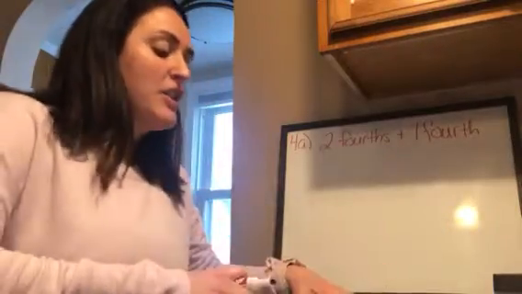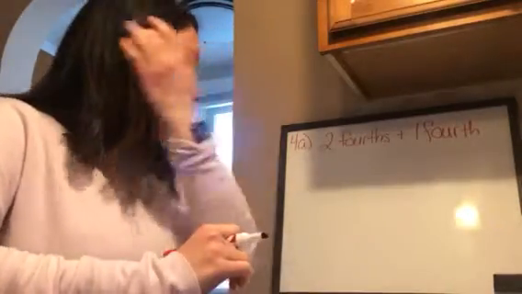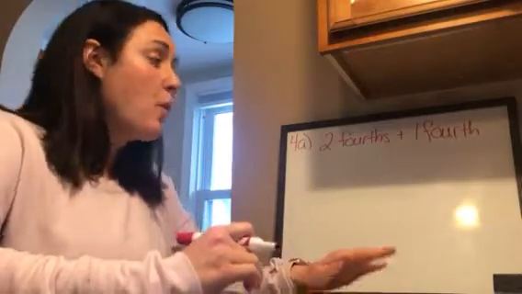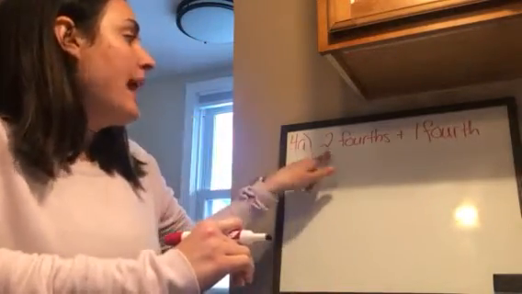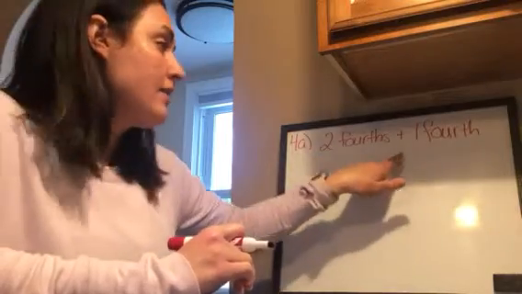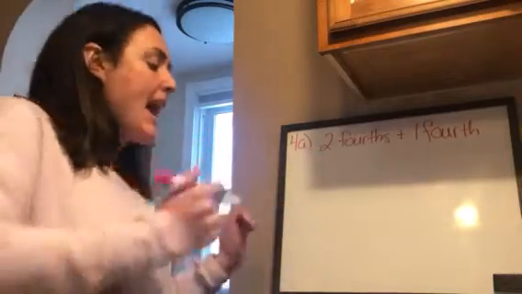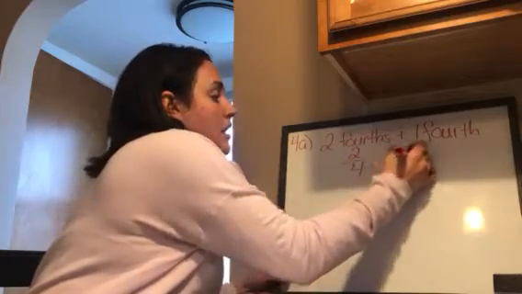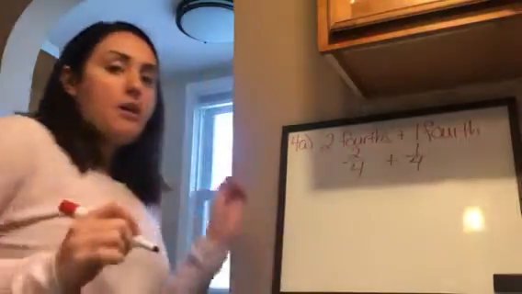All right, now we are on to section 4. This is where you are going to be adding boys and girls. So for section 4, we're going to do 4A. We have 2/4 plus 1/4. And I like to just take out the word form and put in our fractions right here.